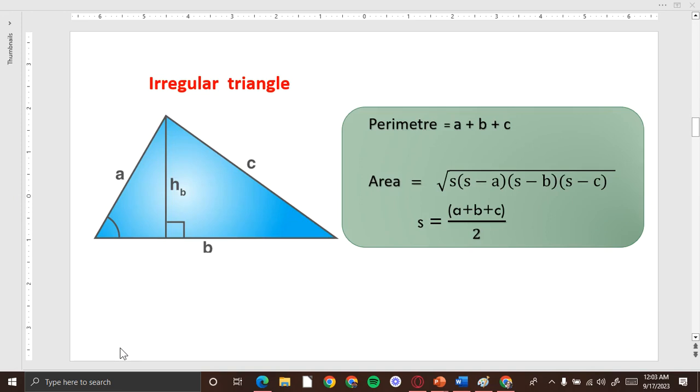For an irregular triangle, all the 3 sides measurements will be different. So, perimeter will be A plus B plus C, provided A, B, C are the sides of the triangle. Area is equal to square root of S into S minus A into S minus B into S minus C, where S is equal to all the sides sum divided by 2.